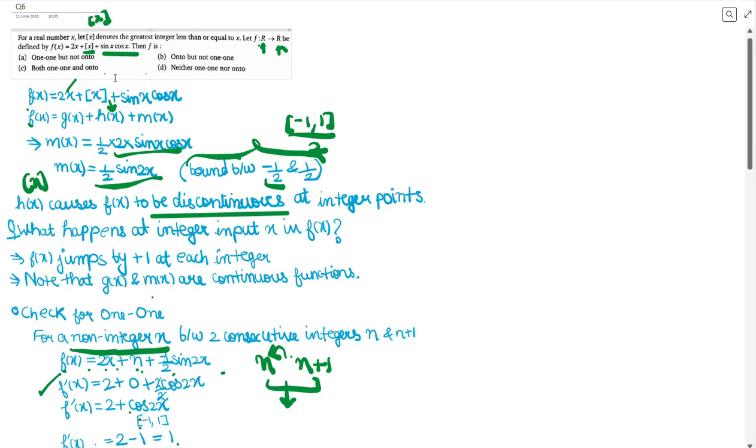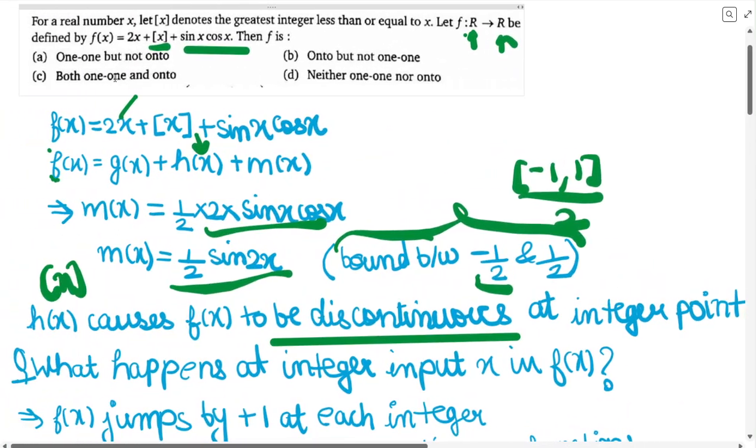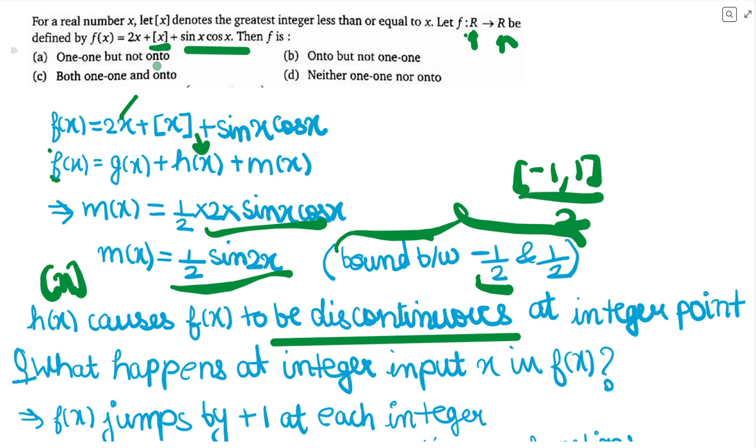So what we had to do is we must have in-depth knowledge of one-one and onto. Then we need to do some experiments on our function, try to simplify it, and finally we can say that it is one-one, but it is not onto. Option number A.